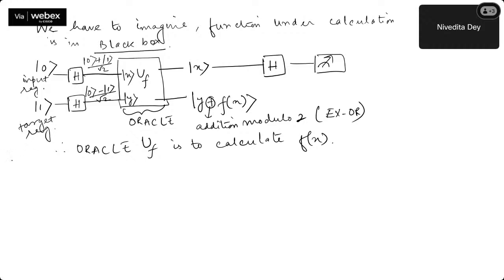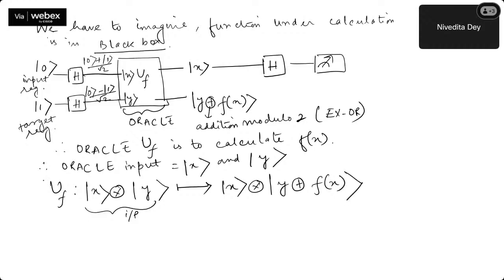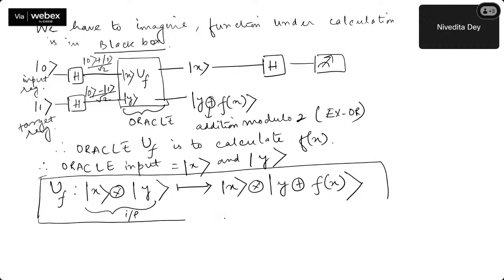Okay. And so Oracle has two inputs. The input to the quantum circuit is 0 and 1, but the Oracle input is ket x and ket y. So U_f, which is the unitary function for the Oracle, works in this way: x product y, the Oracle input, will be mapped to x product y XOR f(x). Just first learn how this different kind of encoding works. You should be able to at least identify the meaning of this.